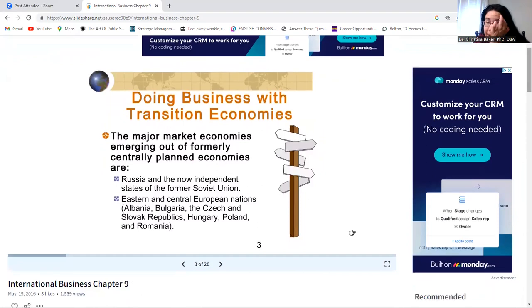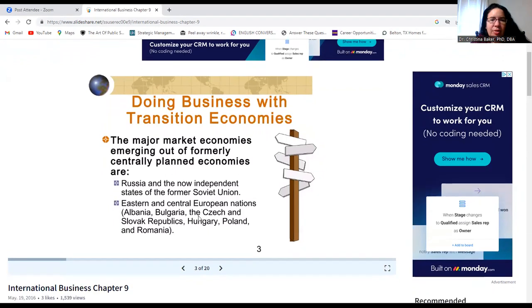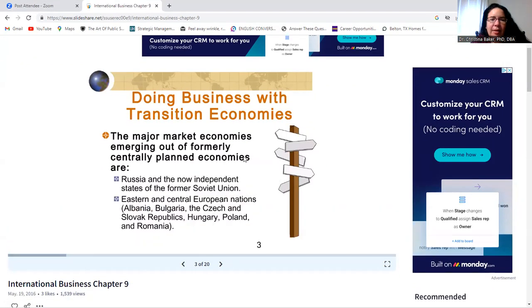It keeps sliding down. Doing business with transition economies. Here are some examples. Some major economies emerging out of formerly centrally planned economies are Russia and the now independent states of the former Soviet Union, and Eastern and Central European nations like Albania, Bulgaria, the Czech and Slovak republics, Hungary, Poland, and Romania.